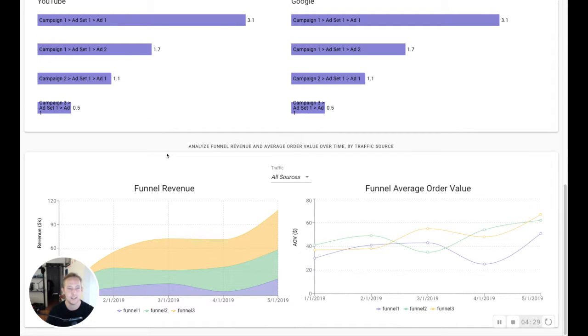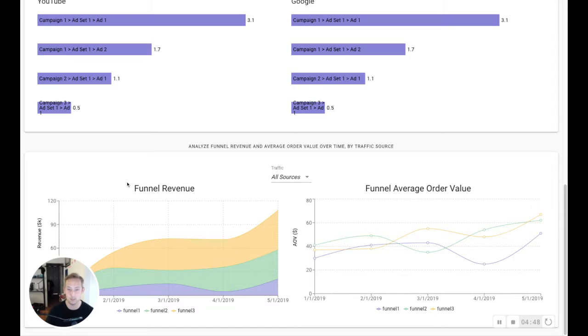And number 3, you need to understand how your funnel performance evolves over time. And there's a couple of key things about this. Number 1 is just what is my funnel revenue across all the different funnels that I have. So here I have a stacked revenue graph where you can see funnel 1, 2, 3, and how the revenue is coming in over time.